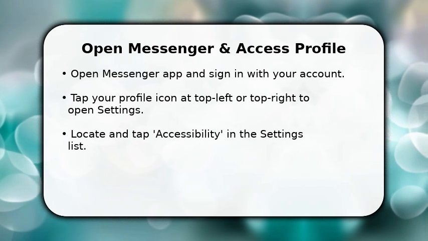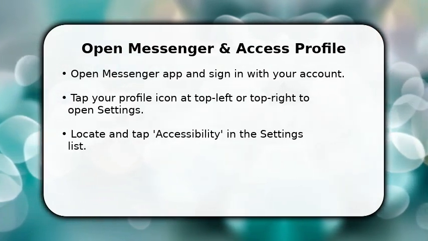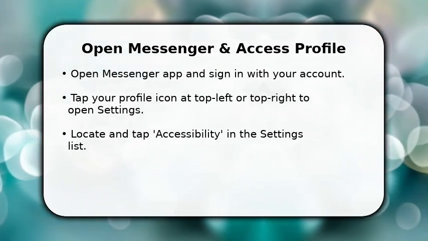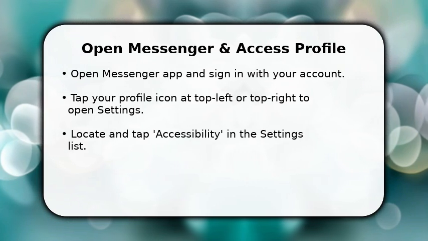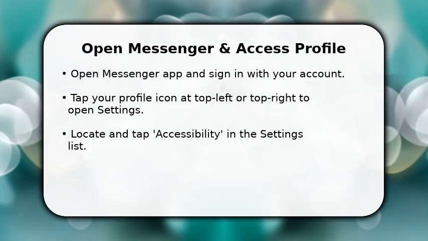This first step reveals all accessibility options in one place so you can quickly adjust what matters, instead of hunting through conversations or device menus.